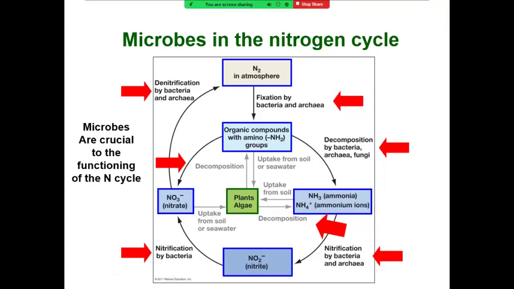So the reason why nitrogen moves around from place to place on the planet Earth and moves from one form to another is because of microorganisms. Any question about any of that?